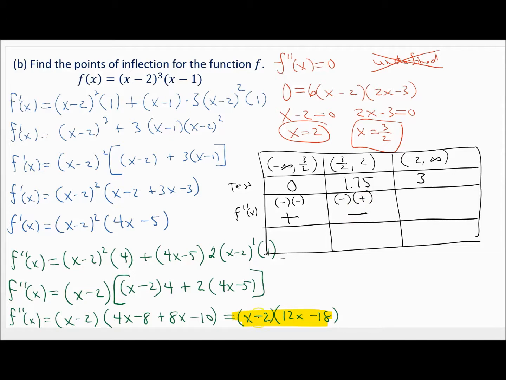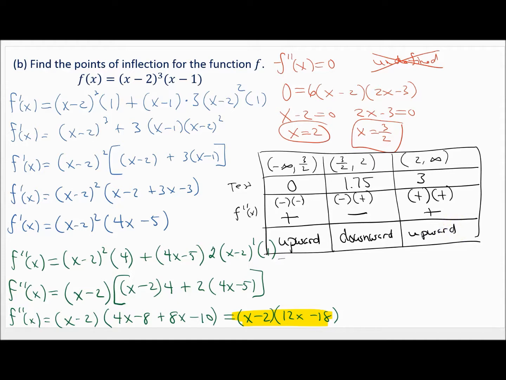Well, plug in 3. 3 minus 2 is a positive number. 12 times 3 is 36, minus 18 is also a positive number. Positive times positive is always a positive. Now, what did we find out? This one, remember, a plus means we're concave upward. I'm just going to write the word upward. Remember, I'm talking about concavity, though. A negative means we're concave downward. A plus means we're concave upward again.